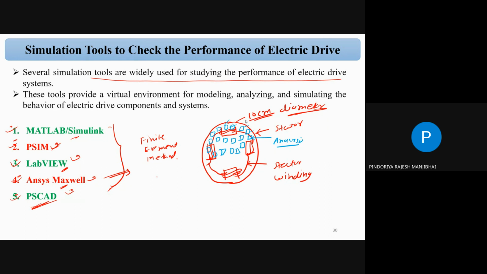Got it? Yes, sir. Okay, sir. And that is the finite element method. So most design engineers use the finite element method to see the behavior of each and every component in a small sector, otherwise a small portion, correct?